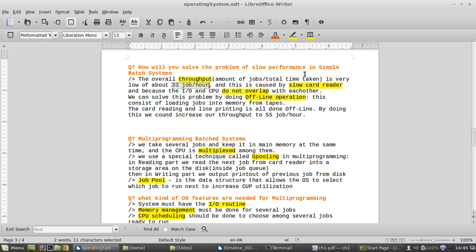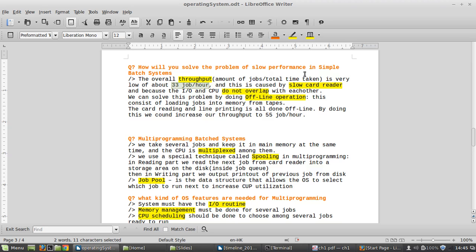And this is what may be the cause of this very low throughput: the very slow card reader. Also, the input, output and the CPU do not overlap with each other, so they do not work in parallel. Maybe input output is slow or the CPU is very fast, so some kind of difference is there. So this is the problem.